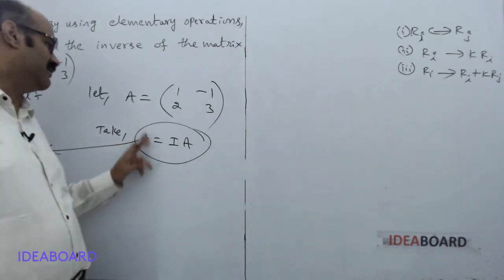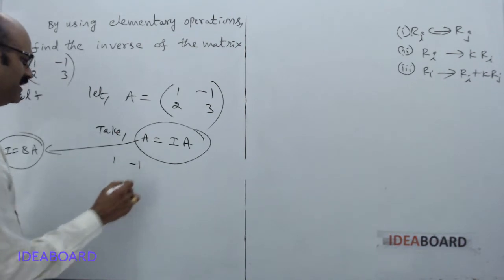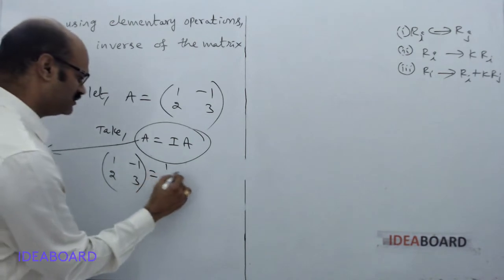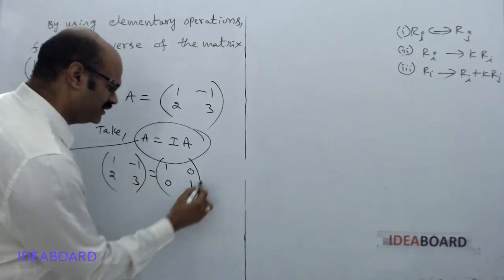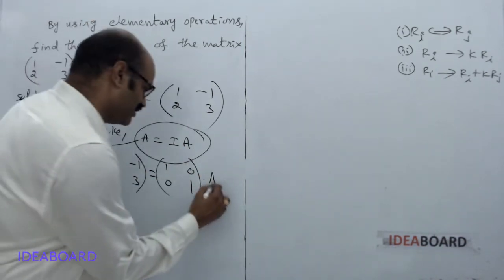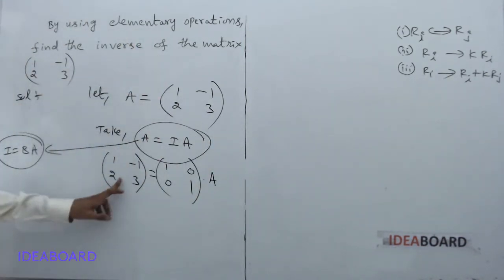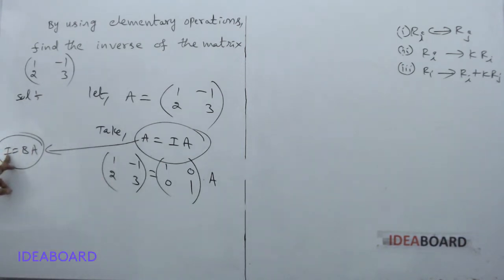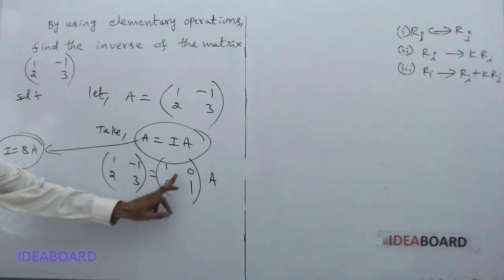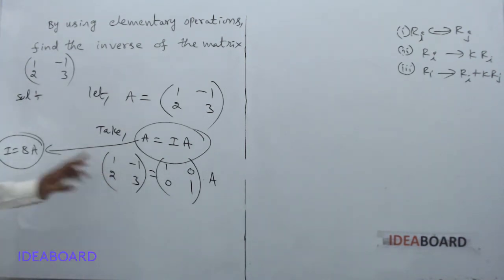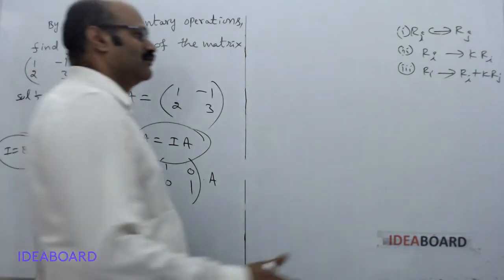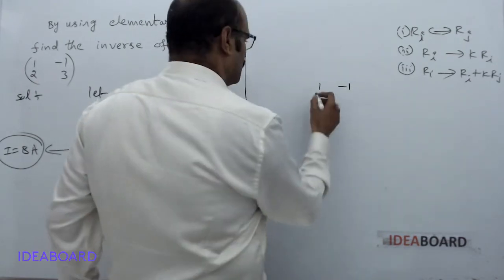So first let me write the matrix: 1, minus 1, 2, 3 equal to 1, 0, 0, 1 into A. Don't write the matrix A here, just write A, whatever you have here. Now in this place we have to get I, and this identity matrix becomes B. So our target is to get the identity matrix here. So to get it, we have the matrix 1, minus 1, 2, 3.